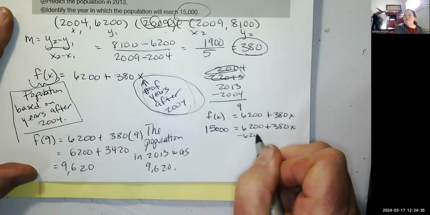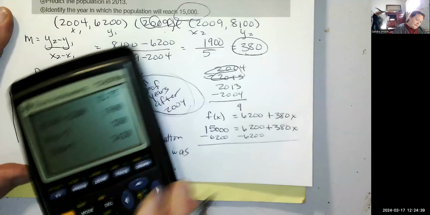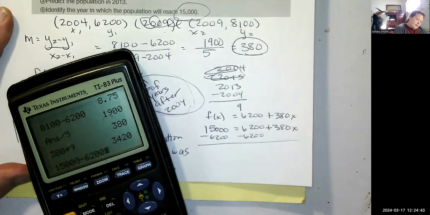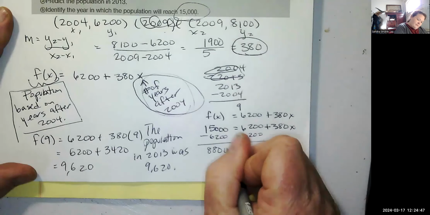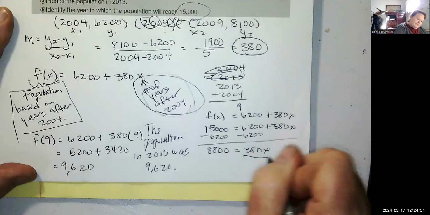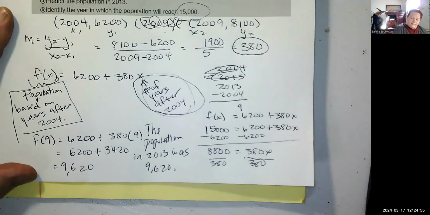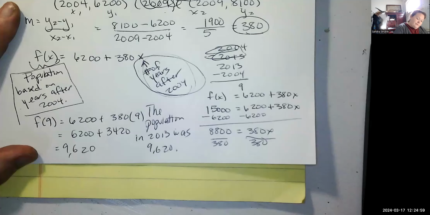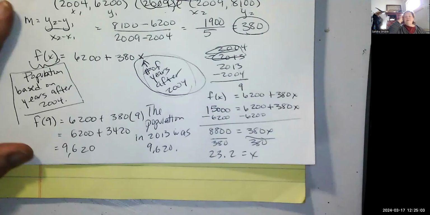Subtracting 6,200 from both sides. 15,000 minus 6,200 is 8,800. And then divide both sides by 380. And that is 23.2. Okay, that is not our answer.